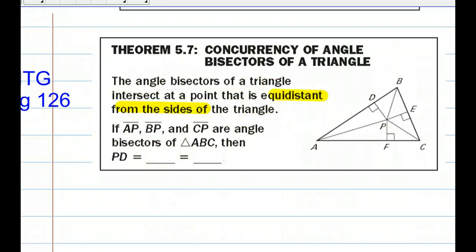Then that means that we have the case that PD is going to be the same length as PE, which is going to be the same length as PF, which means these are the same length because they all are radii of the circle inscribed in the triangle.